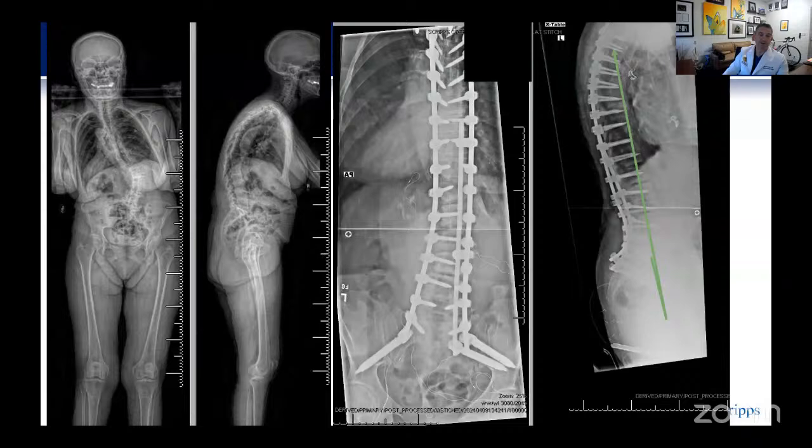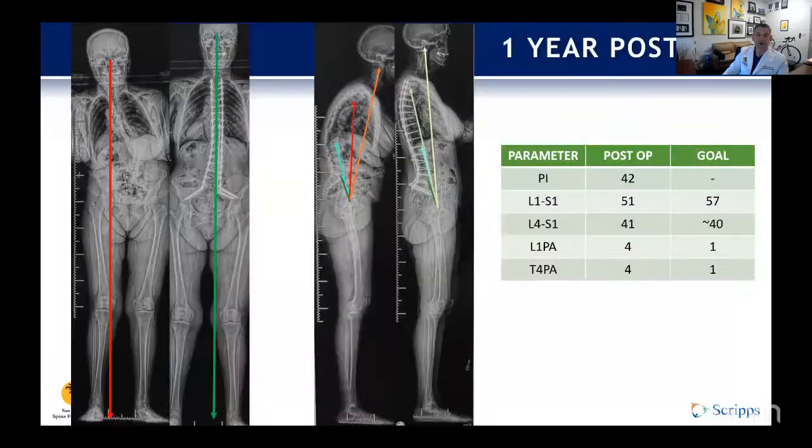Here's the intra-op films after reassessing where we were. And here she is at her 1-year post-op, having a good neutral realignment of her kyphotic scoliosis. So, awesome. Thanks, guys. Fantastic.